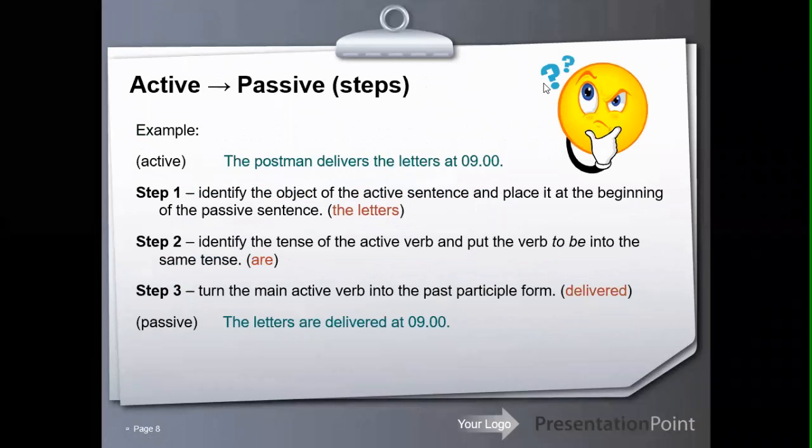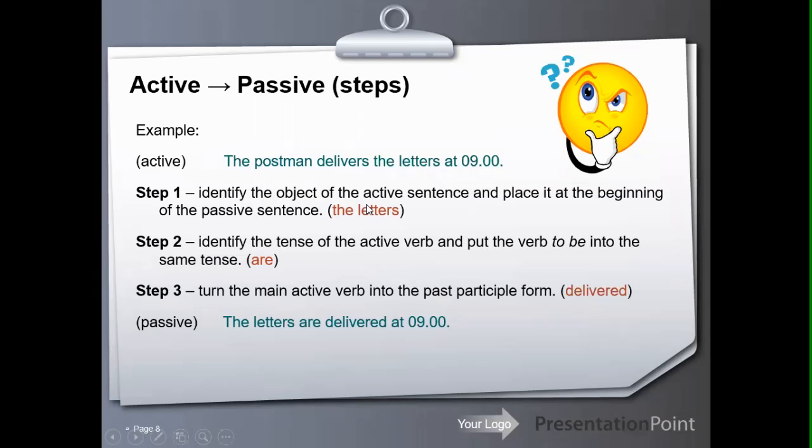So to make a passive sentence, there are some basic rules or some steps that we need to follow. And the first step is identify the object of the active sentence and place it at the beginning of the passive sentence. So let's check the example here. We have an active sentence and let's read it. The postman delivers the letters at 9.